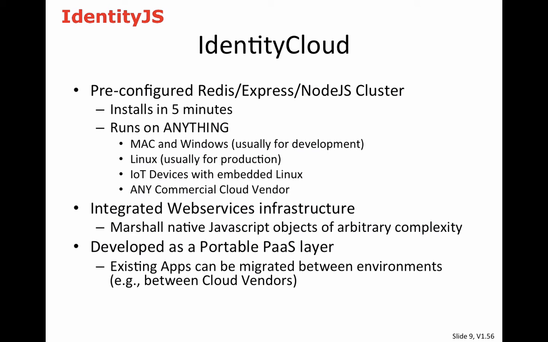Identity Cloud is a pre-configured Redis Express Node.js cluster that installs in 5 minutes and runs on anything. Runs on Mac and Windows, usually for development. Runs on Linux, usually for production, although it could be used for development. Runs on IoT devices with embedded Linux, or any commercial cloud vendor that you saw in the other diagram.